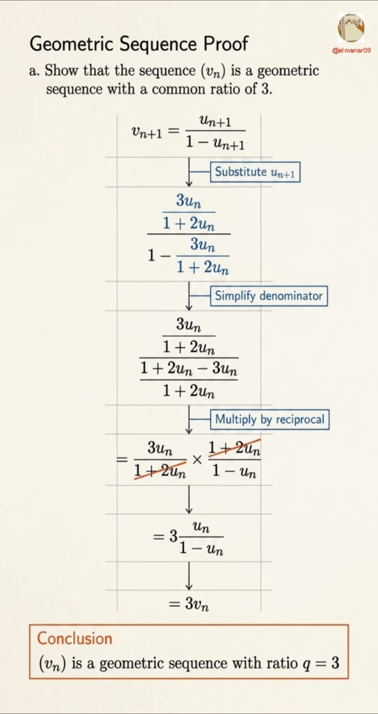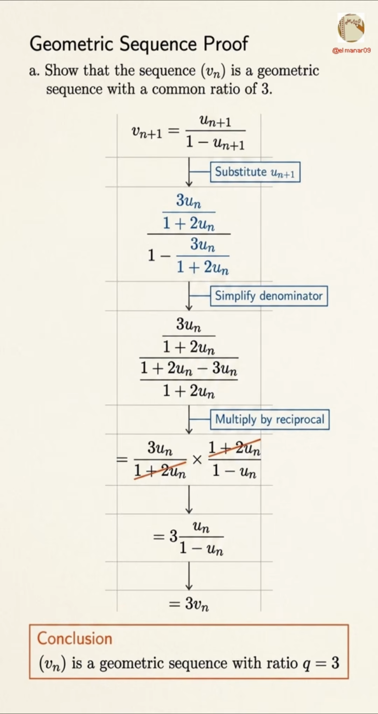And finally, the result. We are left with 3 times u sub n divided by 1 minus u sub n. If you look back at our original definition of v sub n, that fraction is exactly v sub n. So, conclusion? We've shown that v sub n plus 1 equals 3v sub n.